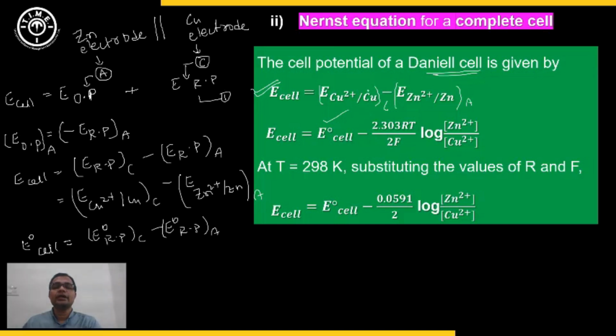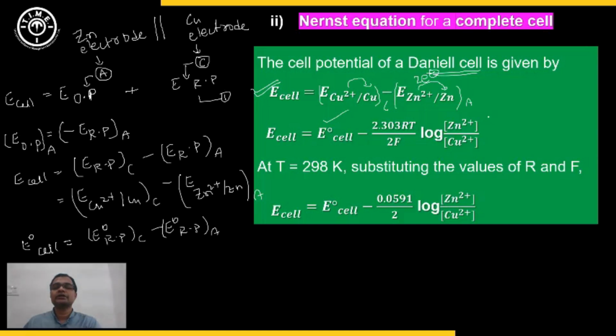2 is what? The number of electrons transferred. Cu2+ ion is reduced to copper, Zn2+ ion is reduced to zinc. So the number of electrons transferred here is 2. So n is equal to 2, multiplied with log of the Zn2+ ion concentration by the Cu2+ ion concentration.